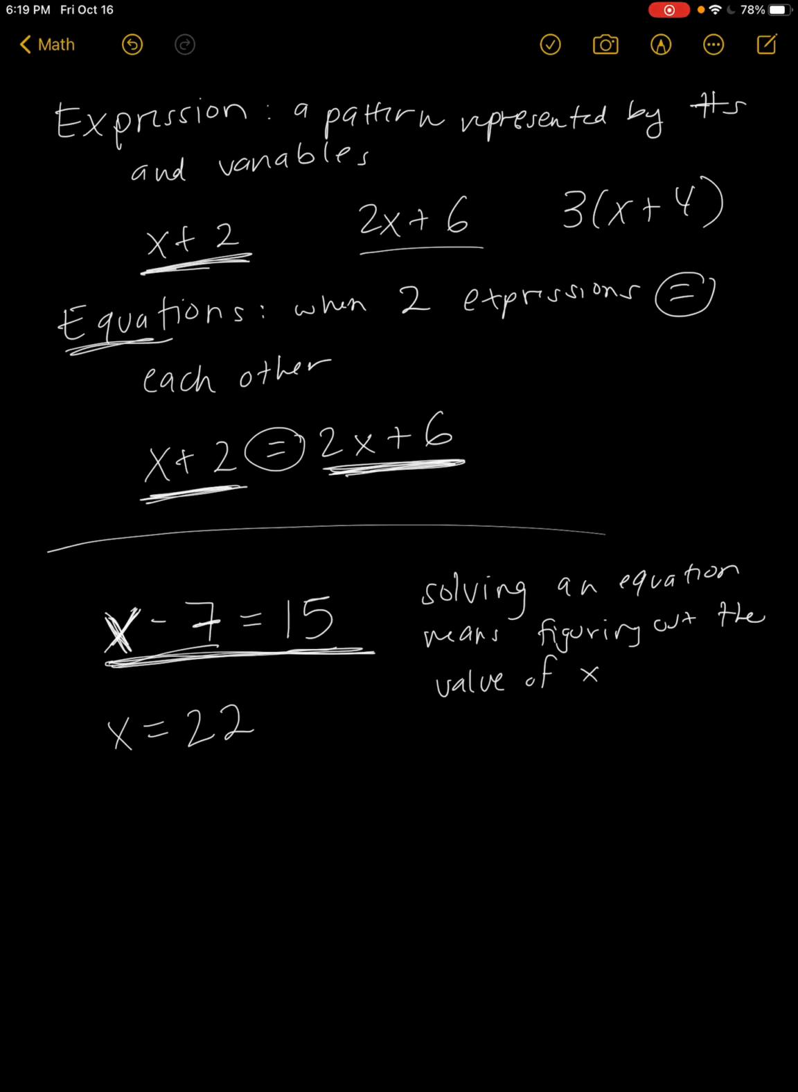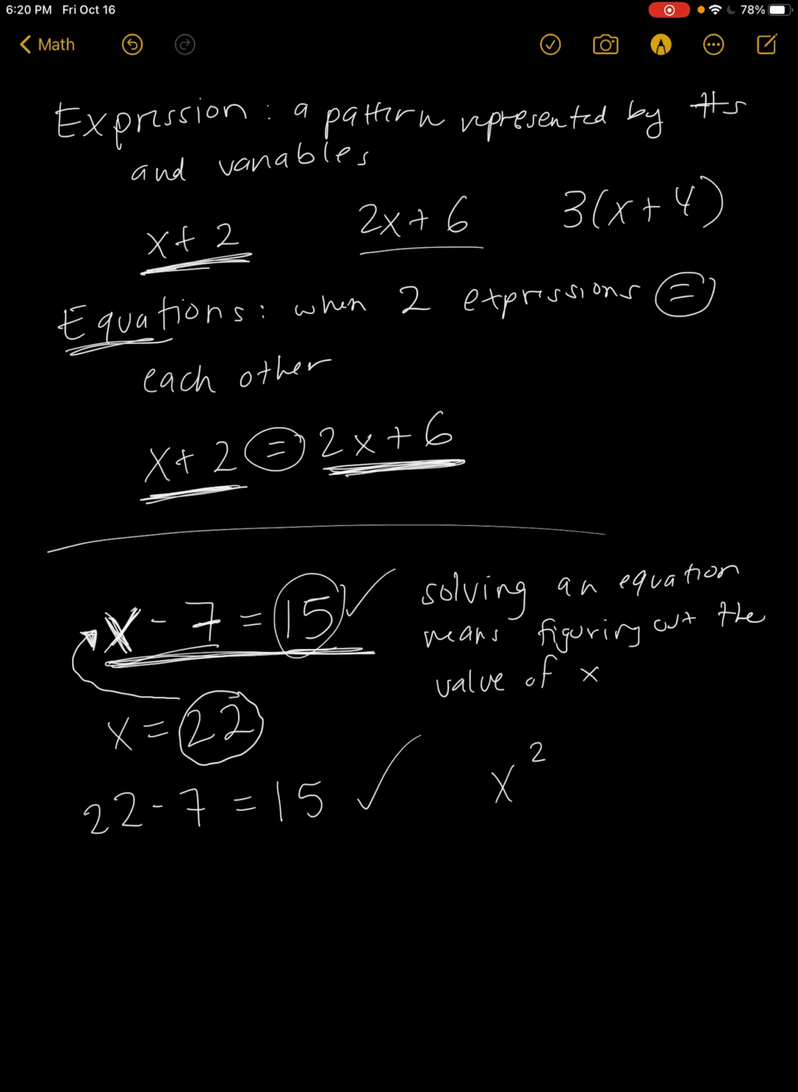Okay, and if I plug that in using substitution, if I put 22 into x, right, 22 minus 7, I get 15. So it checks out, right? We want it to equal 15. Okay, so I just figured out what x is. X is 22. There's only one right answer. We're just going to be working with linear equations. We'll get to quadratic ones later. That's when we start having x squared things, but we're not going to do that yet. That's later on.